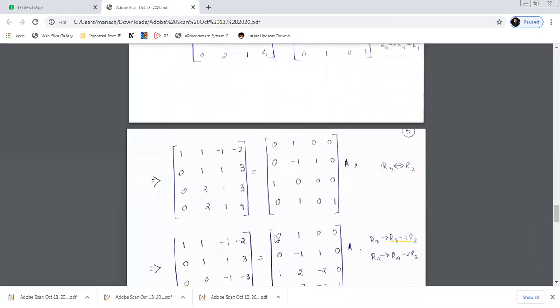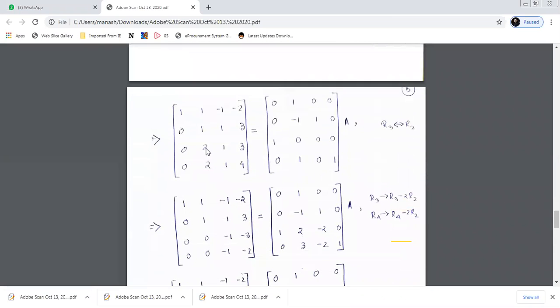Clear? So next step, see here, we can easily make these two elements equal to 0 by row 2. We can easily make this one and this one equal to 0 by using row 2. Clear? So row 3 tends to row 3 minus 2 row 2. So 2 minus 2 into 1, so this is 0. Same, simply we use this operation.